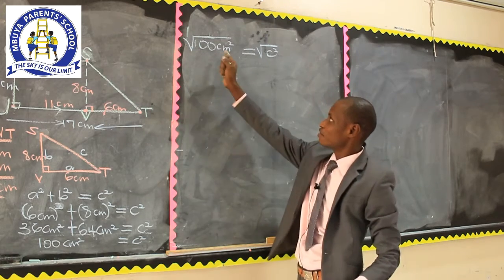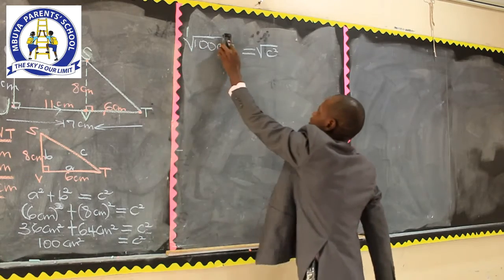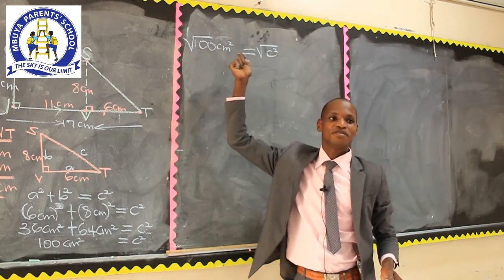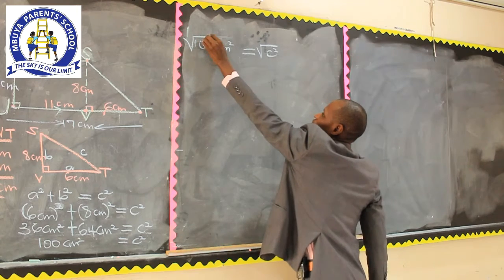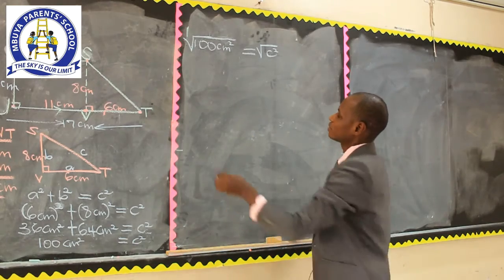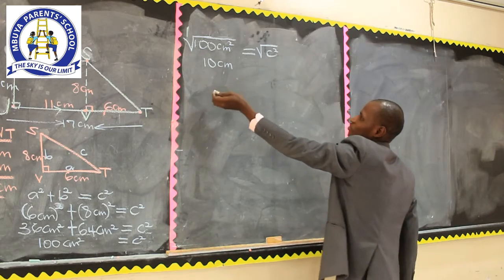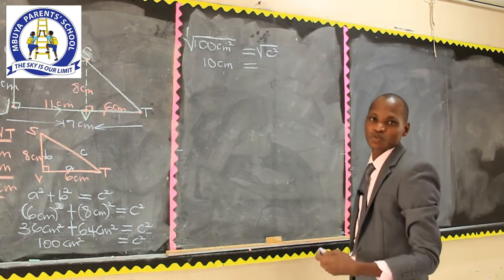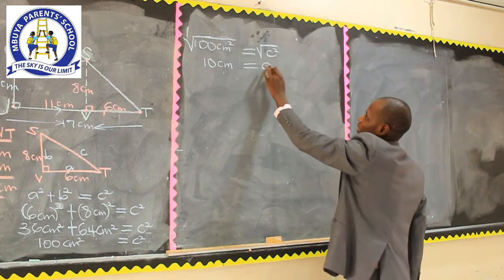Take note of this when you are drawing the square root symbol. If it ends somewhere here, it means you have only catered for the 100 and then it's out. Therefore, I'm emphasizing that you let the square root symbol go up to that level. So the square root of 100 is 10, then the square centimeters is centimeter. Then it will be equal to C, which is the square root of C squared. So we have this as our C.